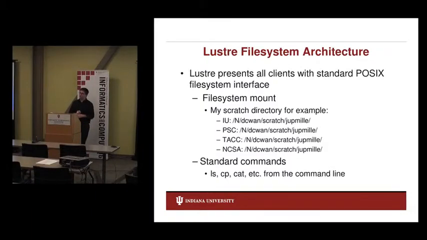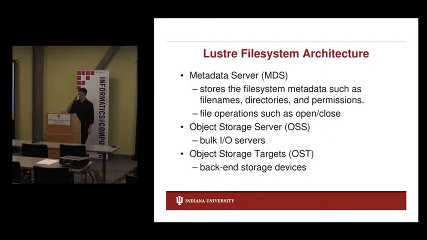So some of the pieces that make up the Lustre architecture are the metadata server, which stores the file system metadata, such as the file names and directories and permissions of the file system. It's responsible for operations such as open and close. And then there are the object storage servers, which do the bulk I/O transfer between clients.